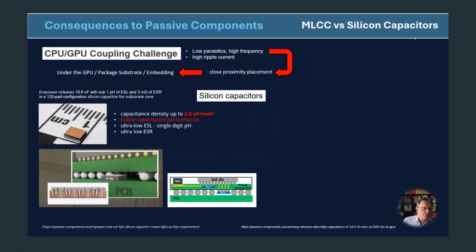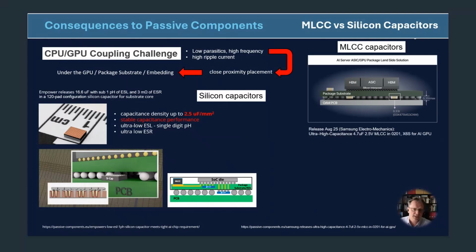On the CPU-GPU coupling side, we see the challenge between silicon capacitors and ceramic capacitors. On the side of silicon capacitors, we can see the design with quite high capacitance density, up to 2.5 microfarad per millimeter square, that can be used inside of packaging or underneath the packaging directly with the die, that offer ultra-low self-inductance with single-digit picohenries, ultra-low ESR with capability to place very close proximity to the chips.